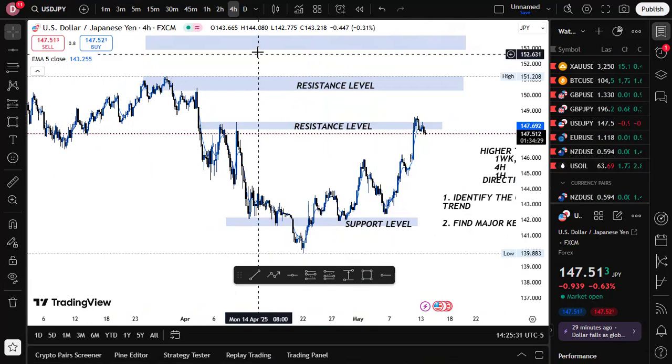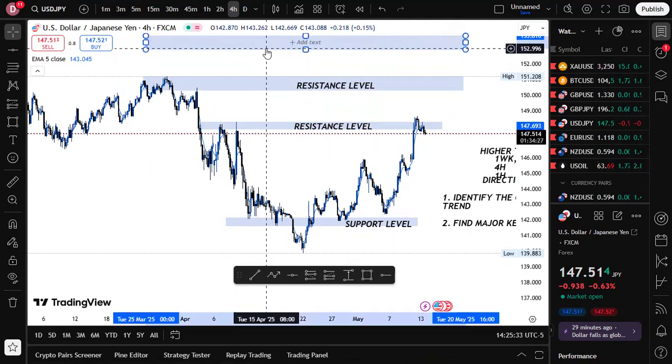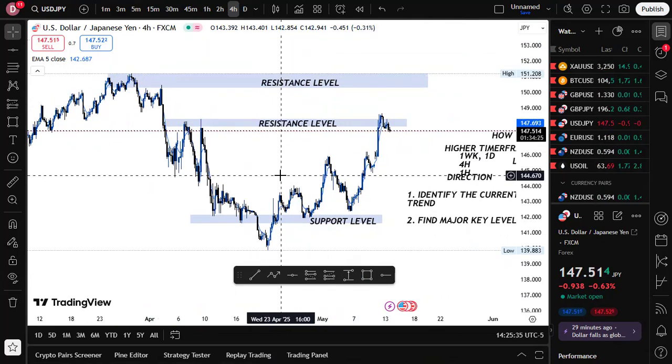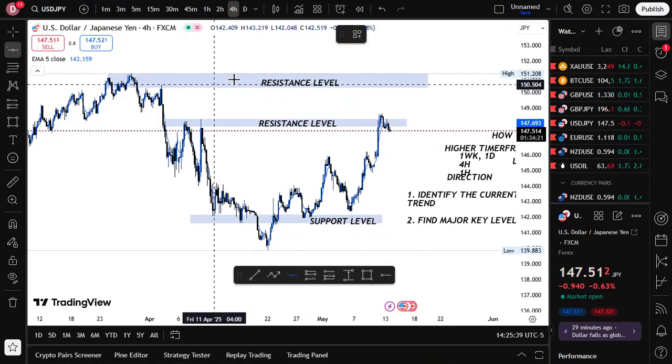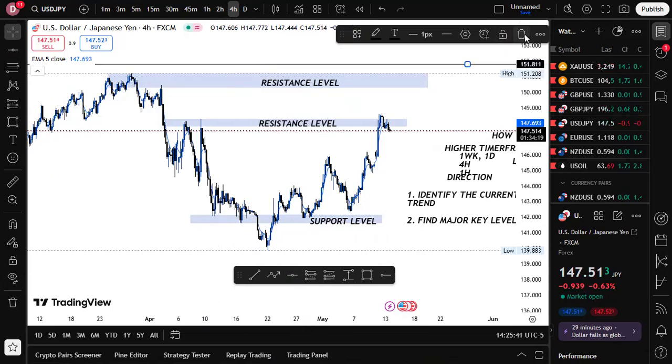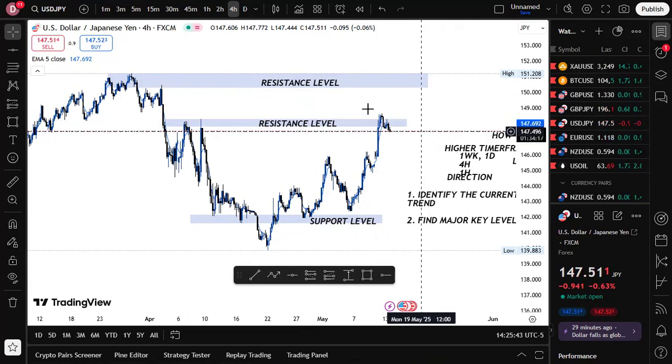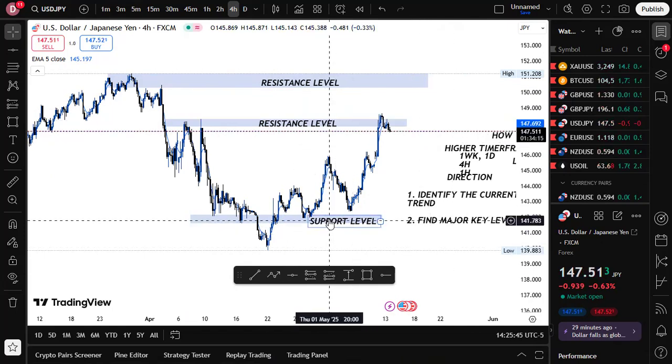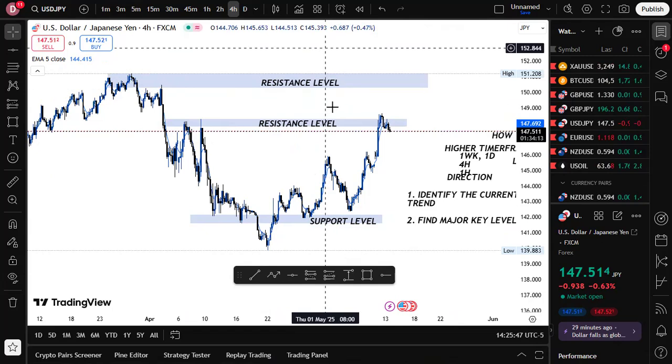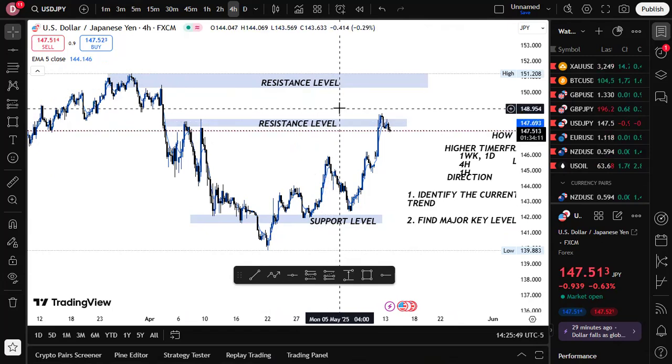So, we have another strong resistance level as well here, right? If it was me, as I said, I'll just use this horizontal line tool. Because of this video, now you can see what identifies our support level is our major resistance level as well.